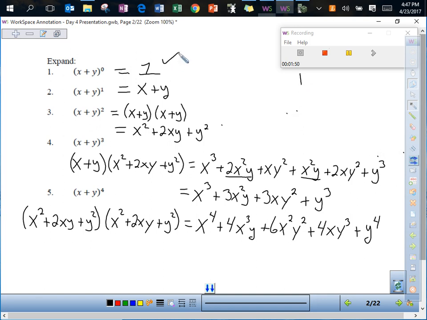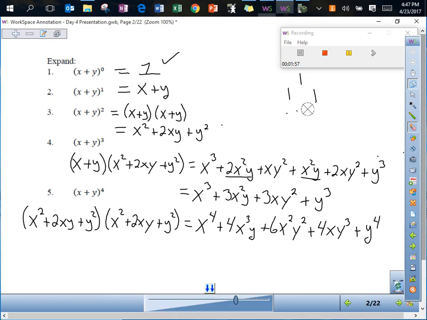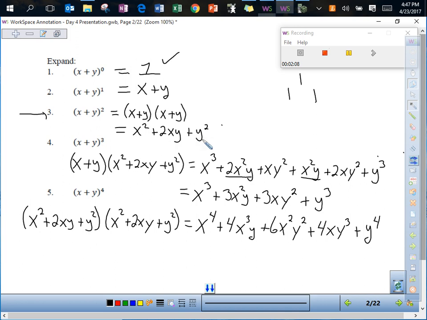Look at the coefficient for 1x plus 1y. Those coefficients each happen to be 1. You'll also see why I'm writing it like that. Now, come down to my third one, x plus y quantity squared. What I did is I wrote it out twice and I FOILed it out. So I got x squared plus 2xy plus y squared. Once again, look at those coefficients. The coefficient of the x squared is a 1. The coefficient of the middle term is a 2. The coefficient of the y squared term happened to be a 1.